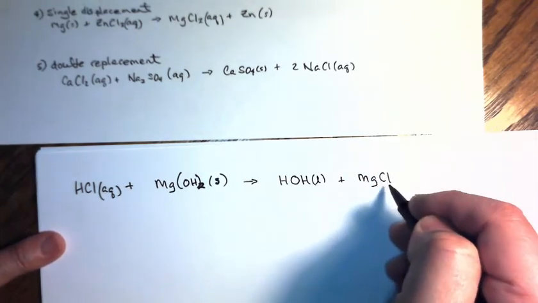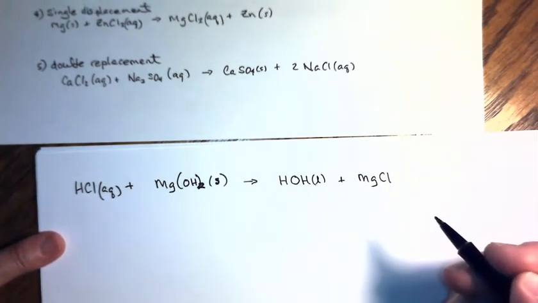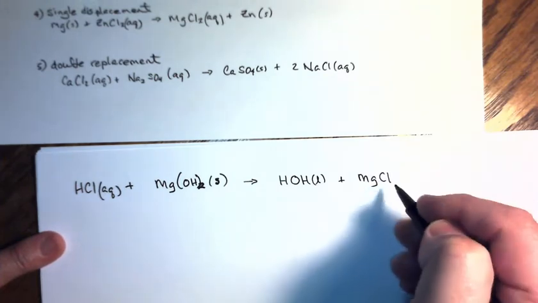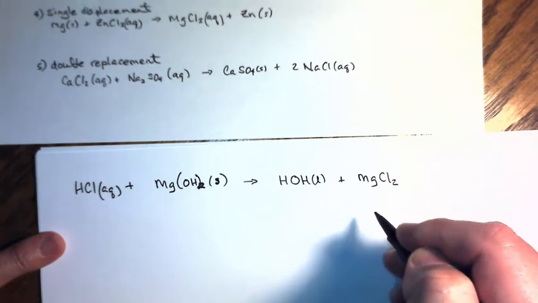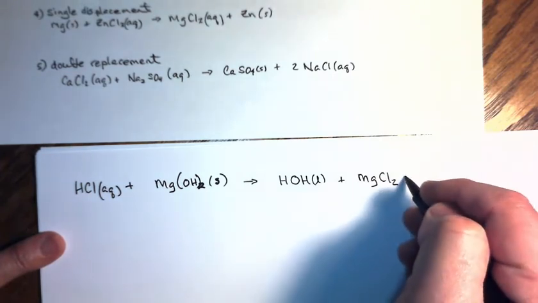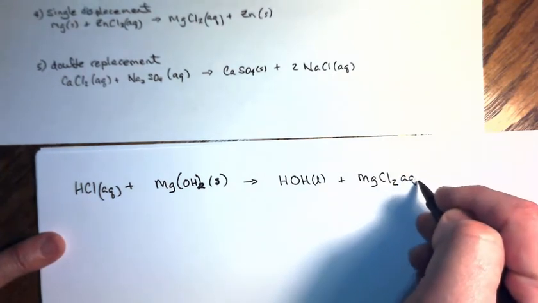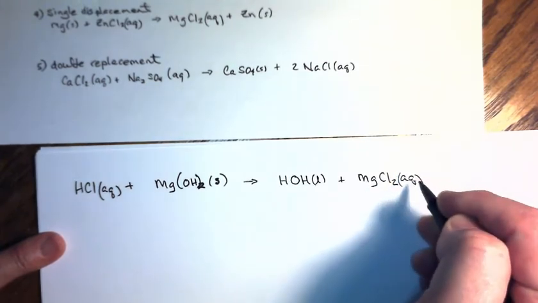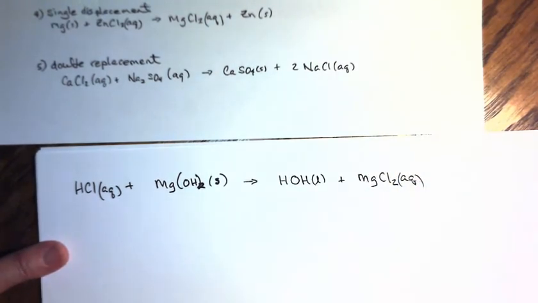So how many of each of those do I need to balance the formula? 1 and 2, okay, to balance the formula. And this is going to be aqueous. I think I told you that earlier about chloride compounds. They tend to be aqueous for the most part, okay?